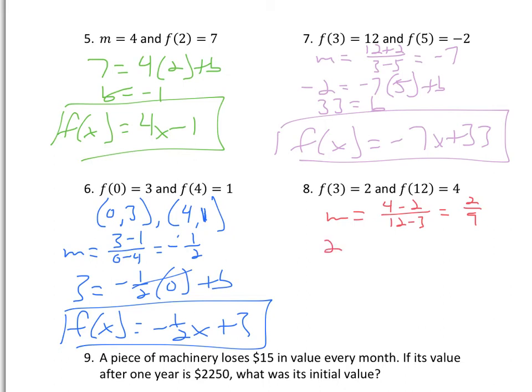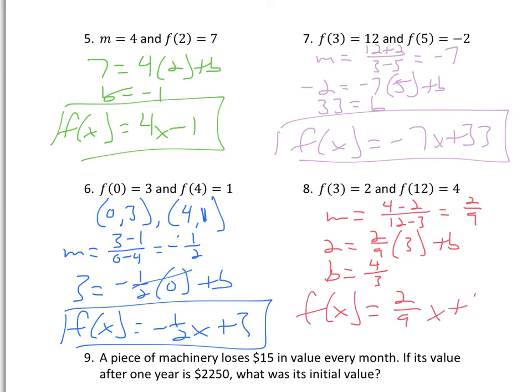Okay, so plug them into the equation to find our b. 2/9 times 3 plus b. Okay, so 3 times 2/9 is 6/9, which is just 2/3. So 2 minus 2/3 is 1 1/3, which is 4/3. Oh, not using y, dummy, me. Okay, f of x equals 2/9 x plus 4/3.